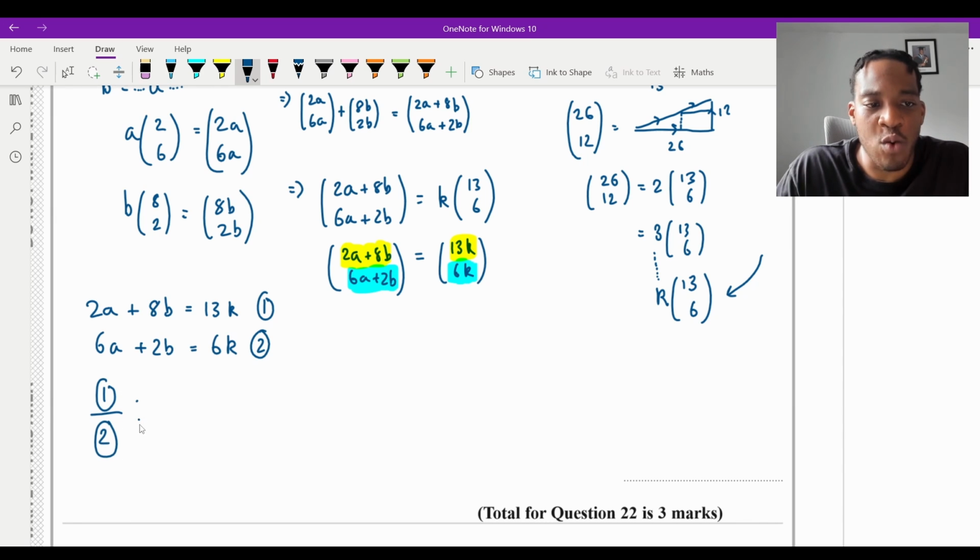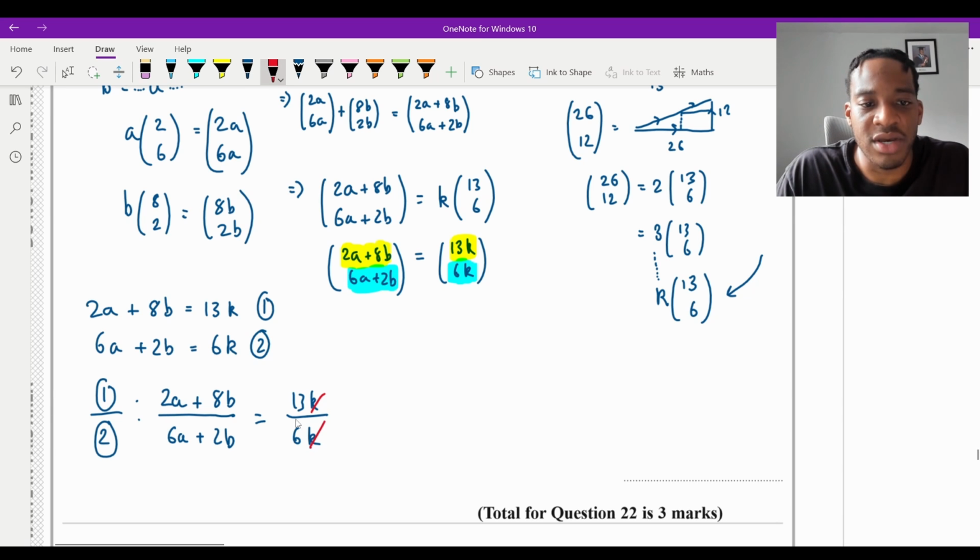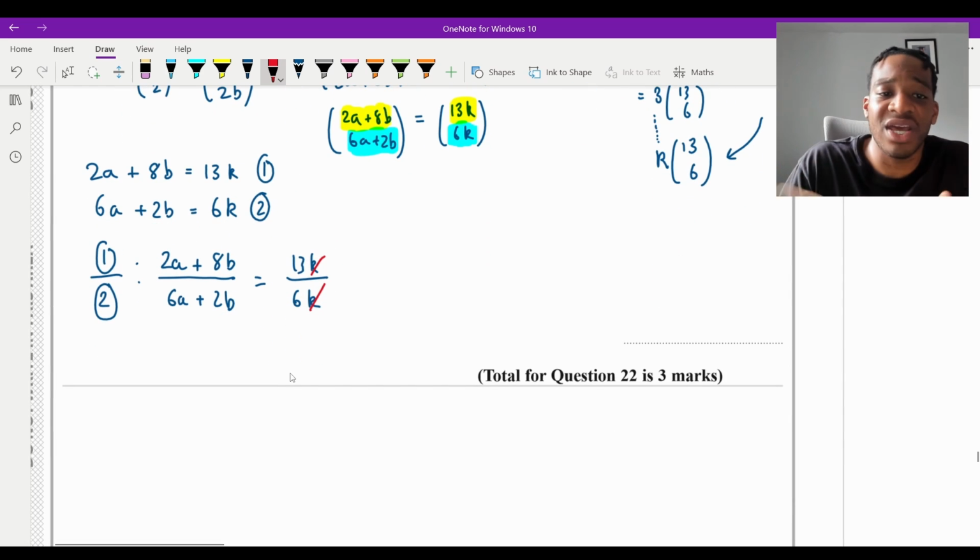And what will happen is that I'm going to have the 2a plus the 8b, divided by equation 2, 6a plus 2b. And this is going to equal the 13k, divided by the 6k. And then these k's are going to cancel, aren't they? So you're just going to be left with 13 over 6. This is good because now we've eliminated that third variable k.